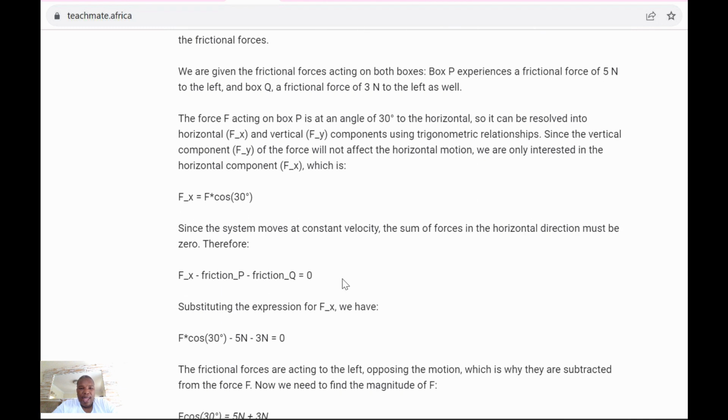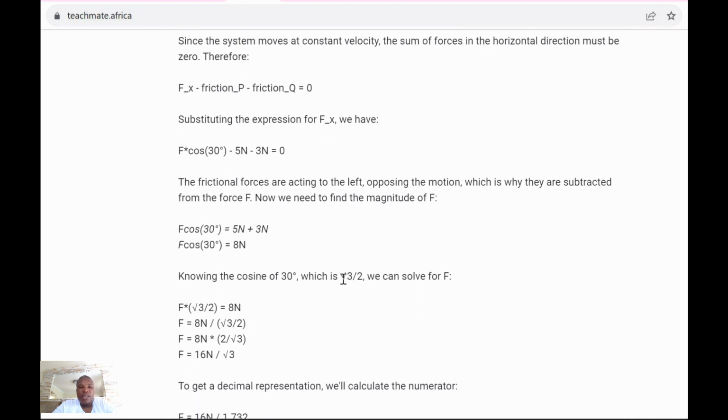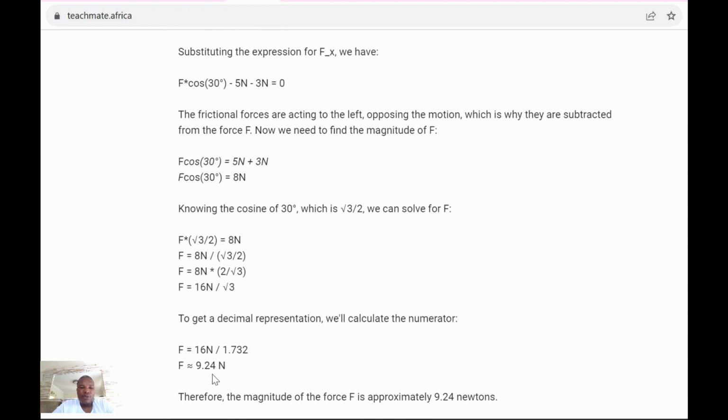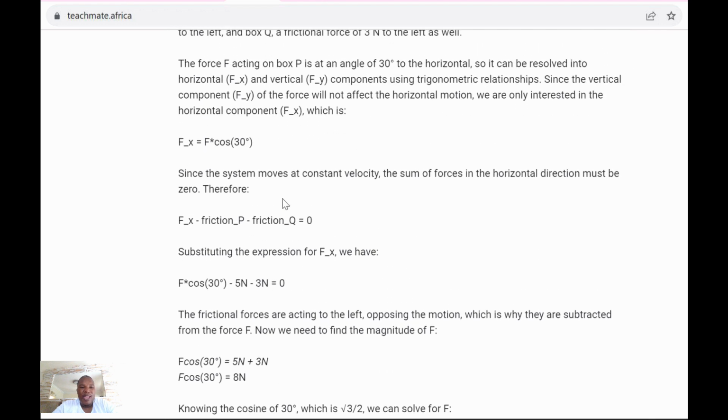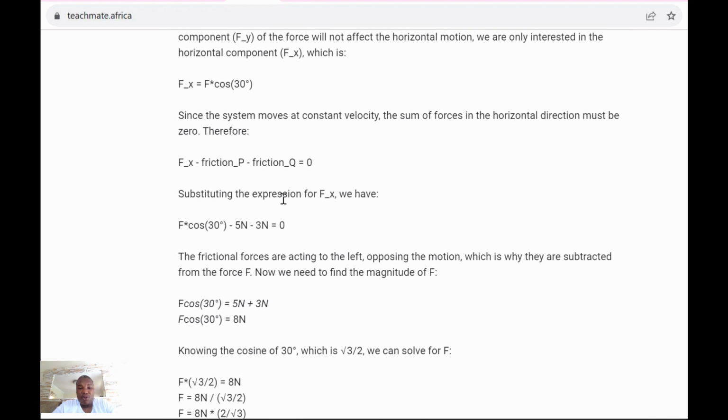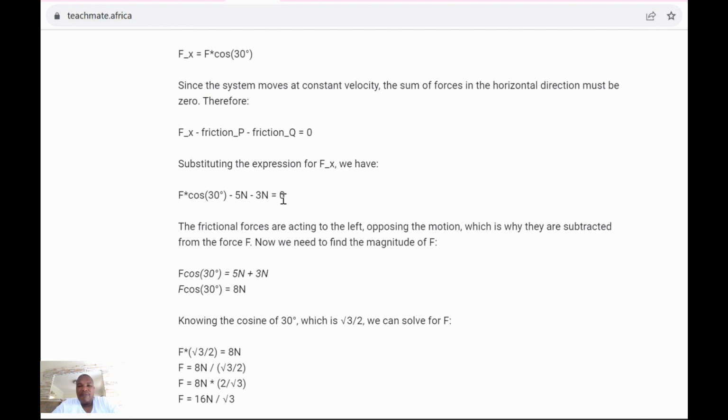And the AI goes on to do the calculation and eventually gets 9.24 newtons. Every step along the way, it explains what is happening, and this is all correct. This is amazing. But what could have happened? Another possibility is that it could have given me the wrong answer, and that is why I believe AI should be used by teachers at this point more than learners, because teachers will be able to see that this is wrong, give feedback, correct it, and therefore give the correct thing to the learners.